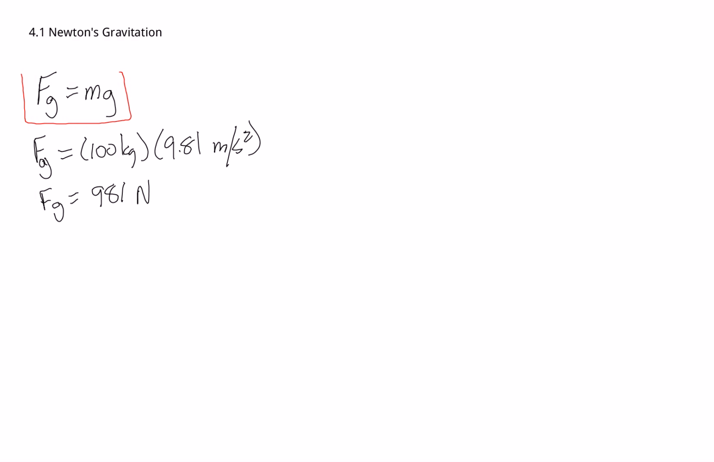We did the force of gravity equals mass times acceleration of gravity. So for example, if we have a 100 kilogram mass, we times that by 9.81 for the acceleration of gravity on Earth, and that gives us a force of gravity of 981 newtons. The key thing to remember with this is that it only works for the Earth, and it only works for objects that are on the surface of the Earth.